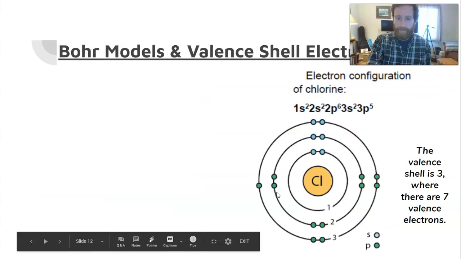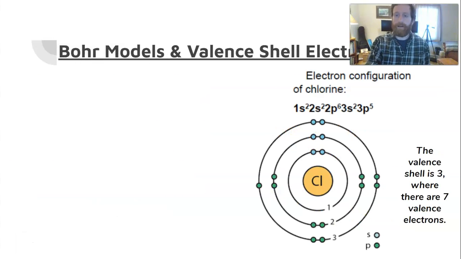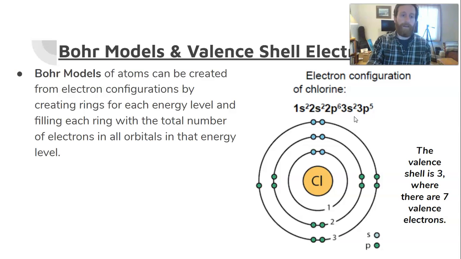Last slide I have for you here is about Bohr models and valence shell electrons. I'm going to keep going with this electron configuration of chlorine as an example, which we just said was 1s2, 2s2, 2p6, 3s2, 3p5. Bohr models of atoms can be created from electron configurations by creating rings for each energy level and filling each ring with the total number of electrons in all orbitals in that energy level.